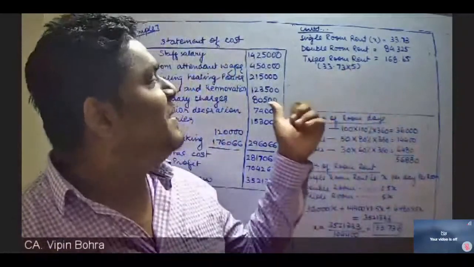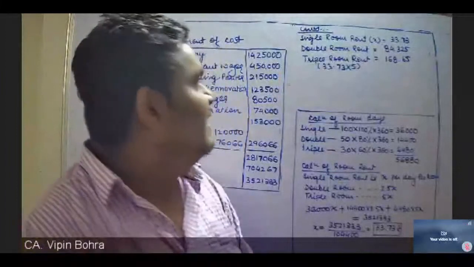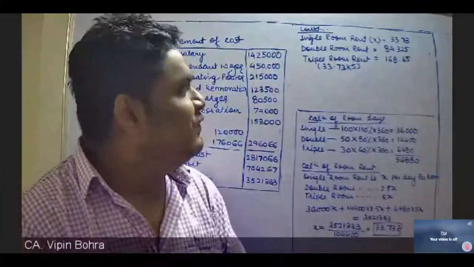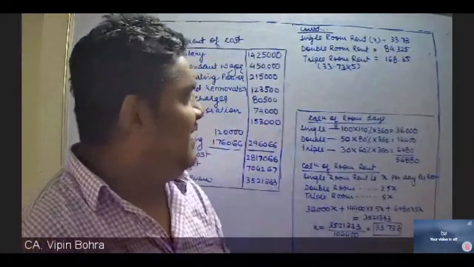Anyways, keeping jokes apart, the single room rent is 33.73, double room rent is 84.325, and triple room rent is 168.65. I hope this part is clear.